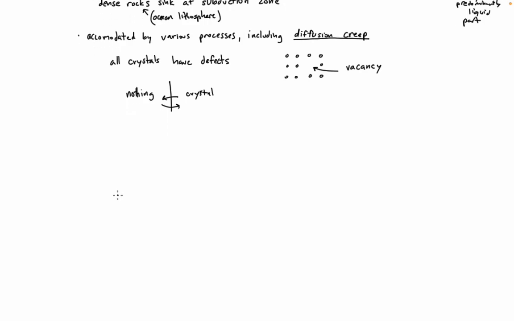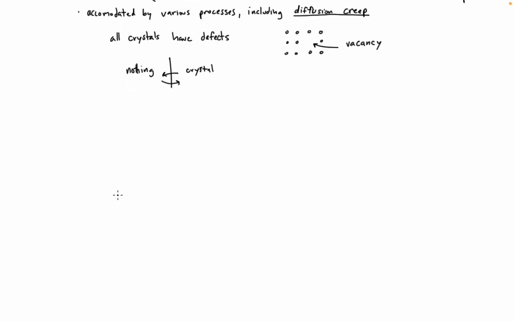And so we're going to just wrap up here by talking a little bit more about diffusion creep. It turns out that the concentration of vacancies, we'll call it X, is proportional to the exponent of a stress term that we're not going to worry too much about, but it's inversely proportional to temperature.